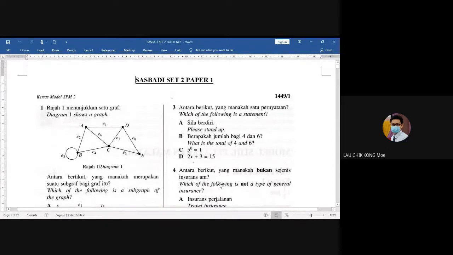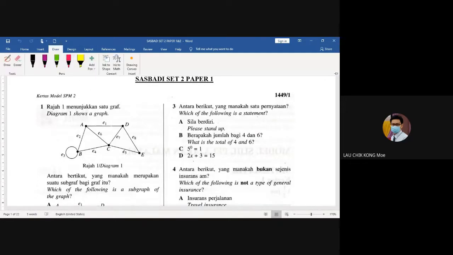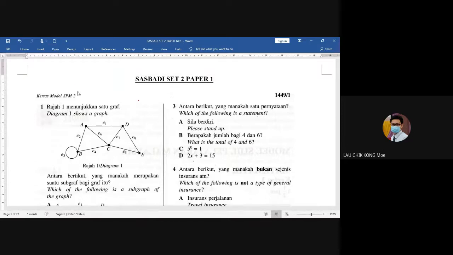This is Saspadi set 2 paper 1. Okay, now we turn to the Saspadi set 2 paper 1. Okay, so di sini dia adalah, awak tengok ini SPM 2. 2 maksudnya kertas model 2 lah. Means the set 2. Okay, and then paper 1 kita boleh tengok sini lah 14491.